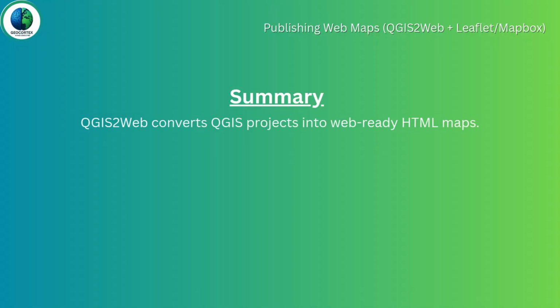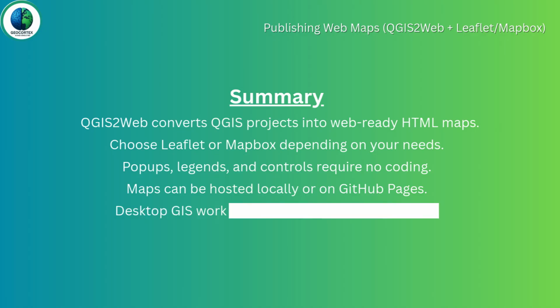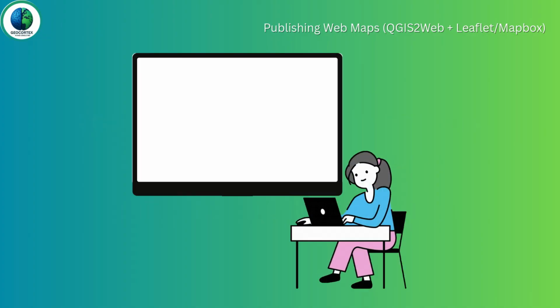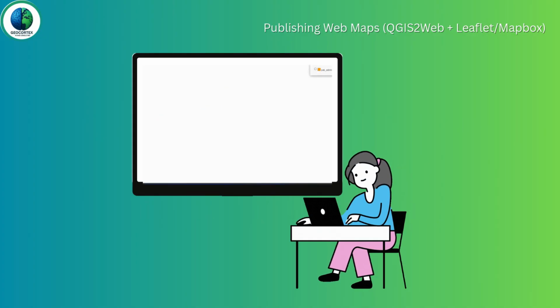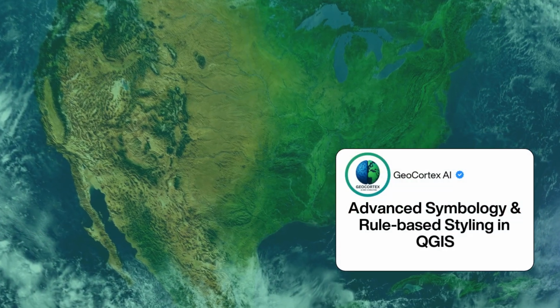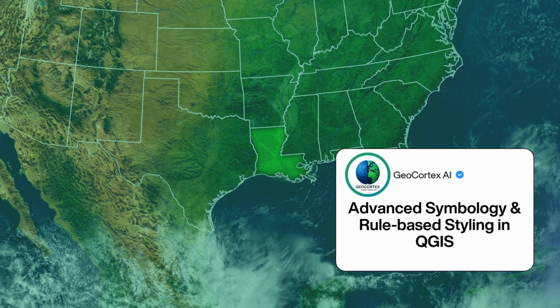Let's recap. QGIS2Web converts QGIS projects into web-ready HTML maps. Choose Leaflet or Mapbox depending on your needs. Pop-ups, legends, and controls require no coding. Maps can be hosted locally or on GitHub Pages. Desktop GIS work can be shared globally, and that's how you publish interactive web maps from QGIS without writing code. In the next video we will discuss advanced symbology and rule-based styling in QGIS.